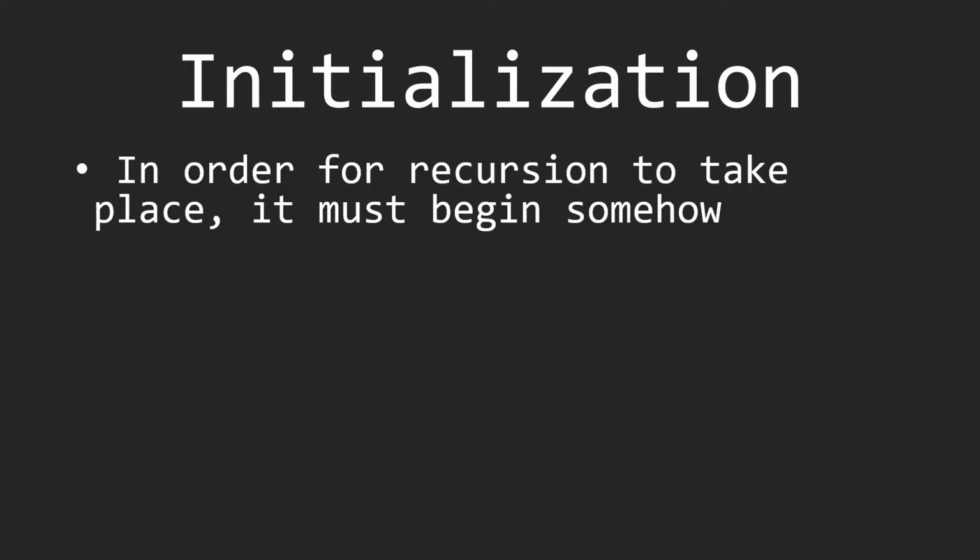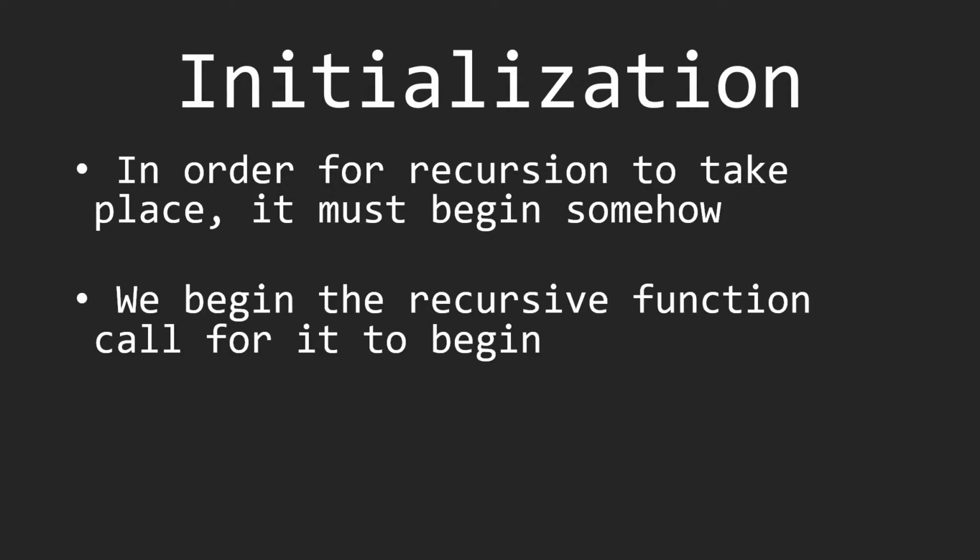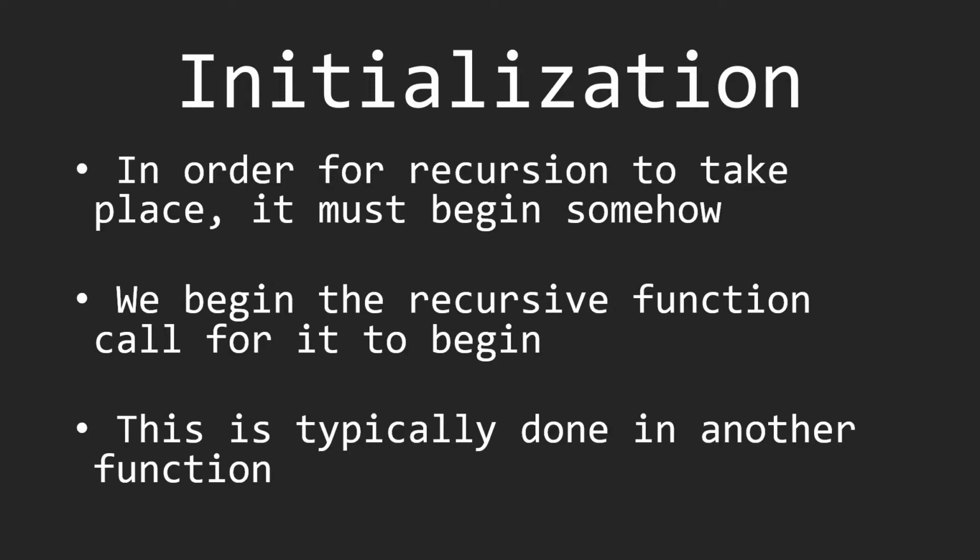Okay, so let's talk about the three key steps. Number one was initialization. With initialization, what we need to understand is that in order for the recursion to take place, it must begin somehow, right? A problem doesn't begin if it's never asked. In this case, recursion is our problem, and we need to ask it first. So we begin the recursive function call for it to begin. We'll use the main method and just call the recursion method. This is typically done in another function, for example a main method, or really any other function.